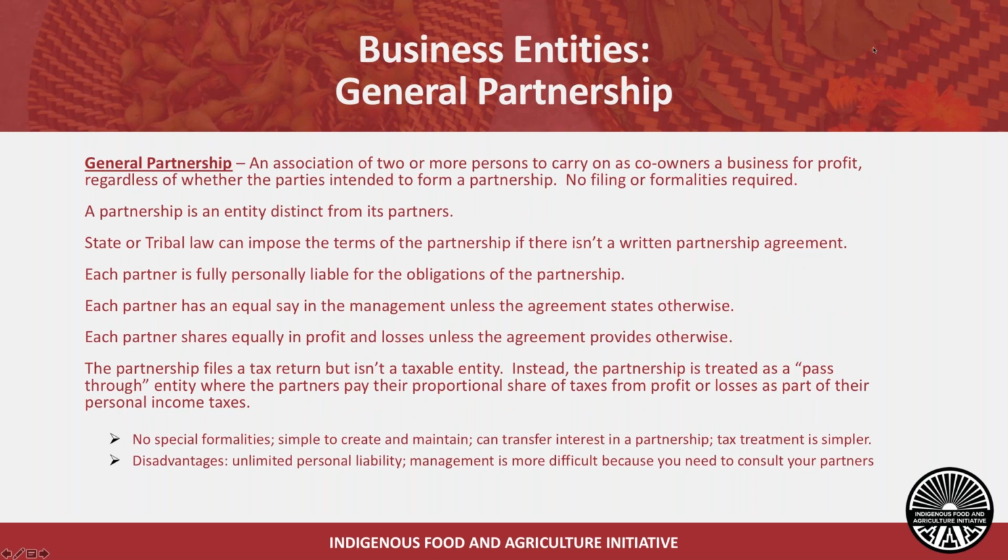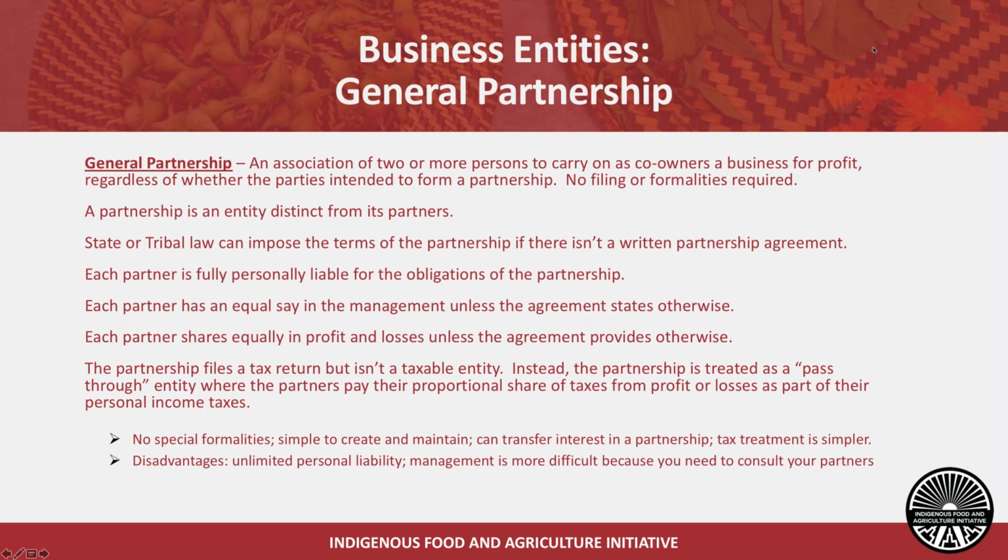Another instance in which there's an organization is the general partnership, and sometimes just called a straight partnership. It's an association of two or more persons to carry on a business as co-owners for a profit, regardless of whether or not that's intended to form a partnership. And there's no filing or any formalities required with the Secretary of State. So basically what would happen is if two people got together and said they wanted to run a business as a partnership, that's it.